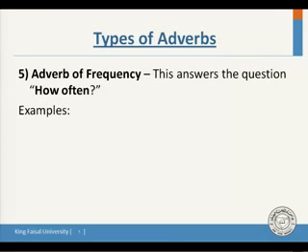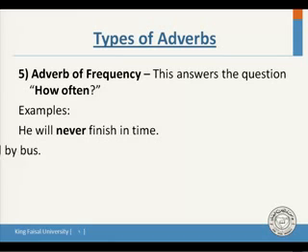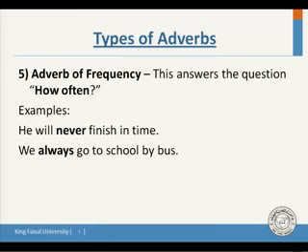Examples on the adverbs of frequency: he will never finish in time. He will finish in time? No, never, negative. He will never finish in time. You see, never comes before the verb finish. Another example: we always go to school by bus. Every day. We always go to school by bus. You can say, we sometimes go to school by bus and sometimes by car.